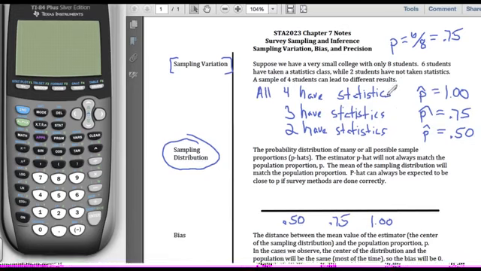So going back to this very small college, I could take my first random sample of 4 students, and let's just say that it's 0.75 as my P hat. I take another sample of 4 students, I get 0.50 this time. I take another random sample, 0.75, have taken statistics. On my 4th random sample, 100%, all 4 have taken statistics. And we just keep going, sample after sample after sample, making a dot plot here. This will be my sampling distribution.